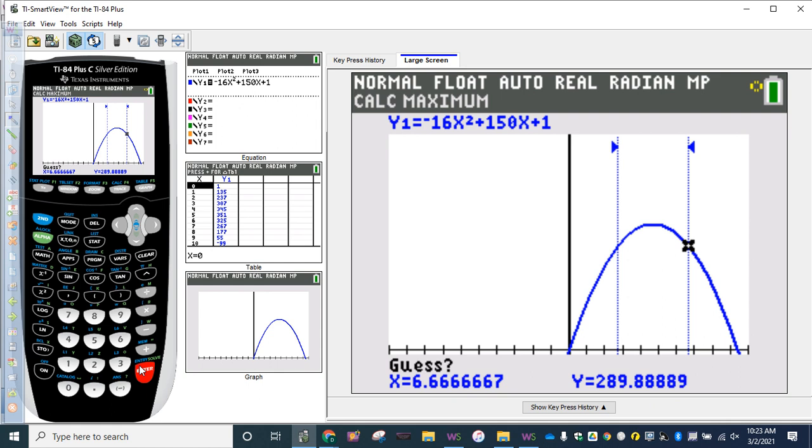And the height of this thing is, we'll say 352.56, at x equals 4.69.